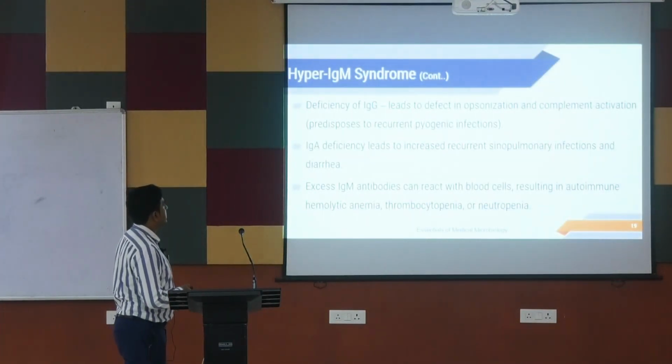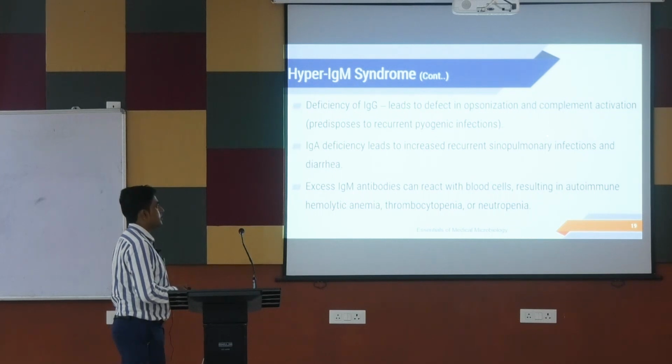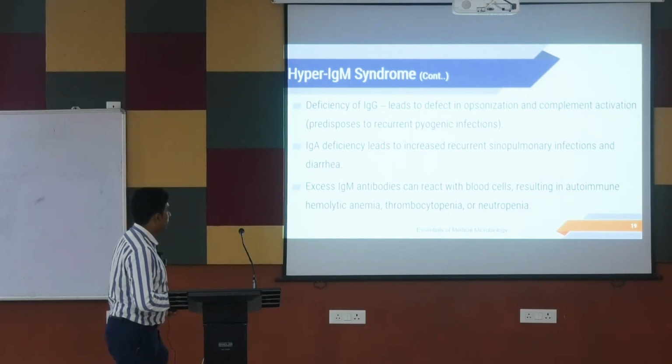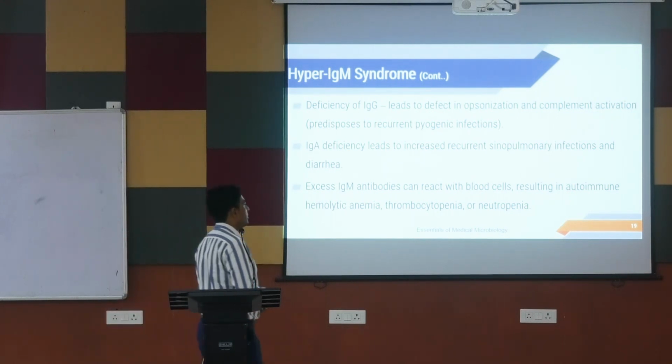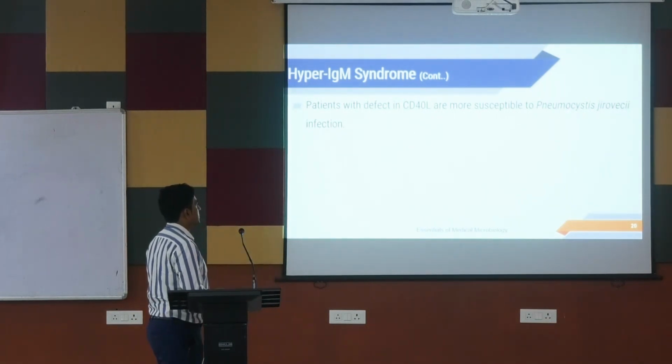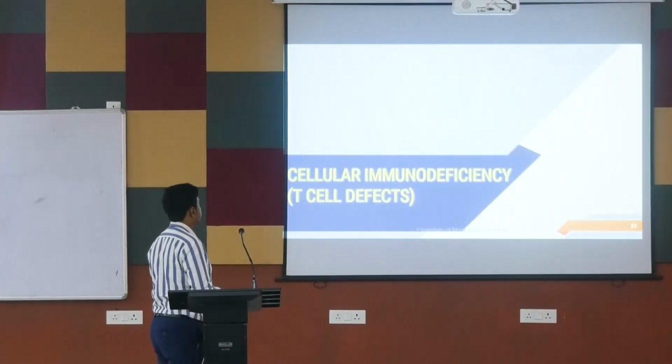Deficiency of immunoglobulin G leads to defect in opsonization and complement activation. IgE deficiency causes recurrent sinopulmonary infections and diarrhea, and IgM antibodies can react with the blood cells resulting in autoimmune hemolytic anemia, thrombocytopenia or neutropenia. Patients with defect in CD40 are more susceptible to Pneumocystis jirovecii infection.